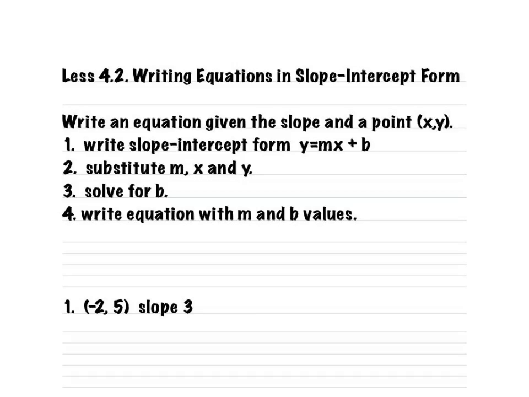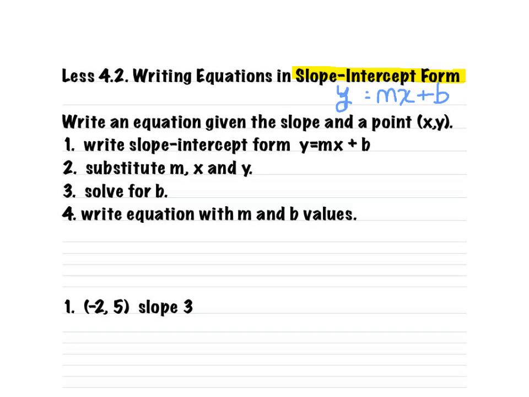Lesson 4.2, Writing Equations in Slope-Intercept Form. So let's recall what this phrase means. Slope-intercept form is a way of writing a linear equation, and it looks like this: y equals mx plus b. And we know that m represents the slope of the line, b represents the y-intercept, and y and x are your variables.